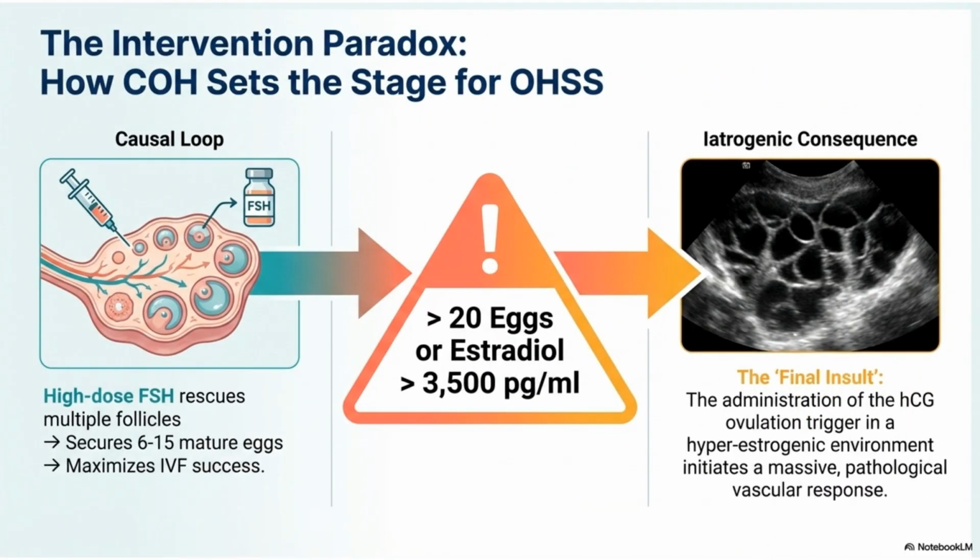The intervention paradox illustrates how COH sets the stage for ovarian hyperstimulation syndrome, or OHSS. High-dose FSH maximizes IVF success, but leads to a hyperestrogenic environment. The HCG trigger is the final insult, initiating a massive pathological vascular response if the egg count is over 20 or estradiol is above 3.5 nanograms per milliliter.